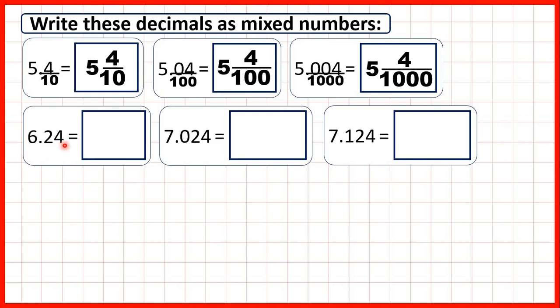Now we have 6.24. There's two digits after the decimal point, so we can draw a line across and write a denominator of 100, so 2 zeros. So 6.24 is 6 24/100.